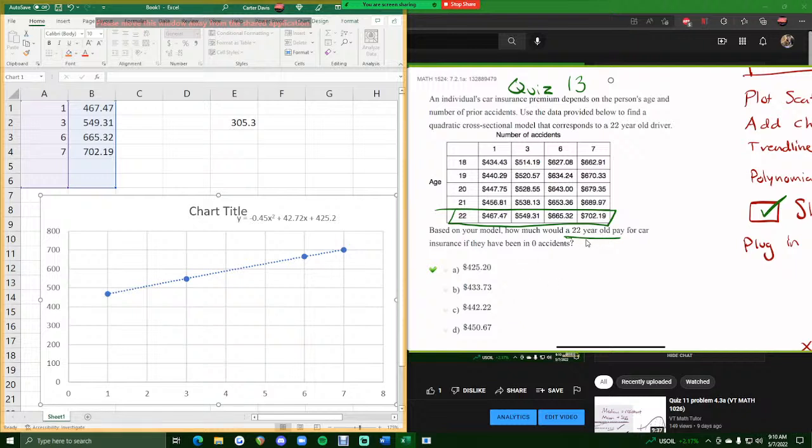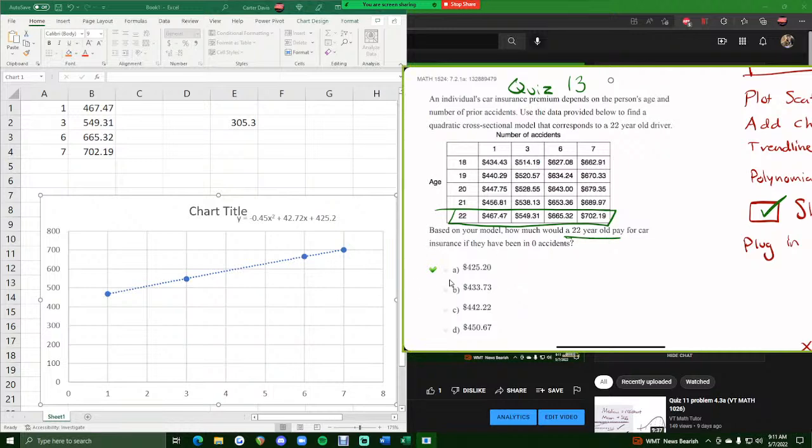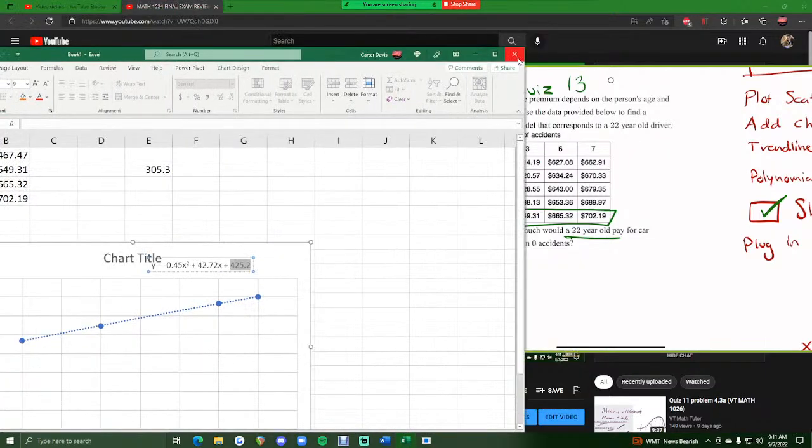And so now they want us to know, what would it be if we had 0 accidents, meaning we are plugging in 0 for x in this function. When we do that, this x term goes to 0, which makes this whole first term go to 0. This x goes to 0, this goes to 0. So all we're left with is 425.2, and that is our answer here. And that's the idea. All right, let's keep it rolling.